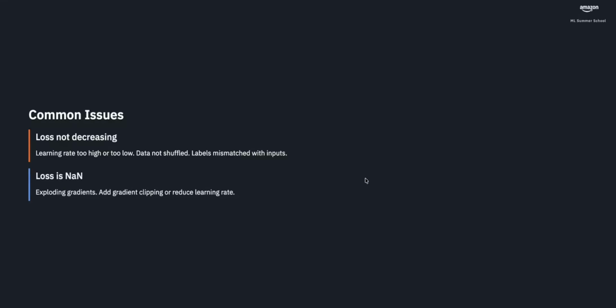Now coming back to the slide, there are a few common issues that we need to cater to. First is loss not decreasing, usually means learning rate is wrong, data is not shuffled, or labels are mismatched with the inputs. Second, loss goes to NaN. It might be an exploding gradient problem, or you can add gradient clipping or reduce learning rate. Third is train accuracy is high, but test accuracy is low. That is overfitting. You can add dropout, reduce model size, or get more data.